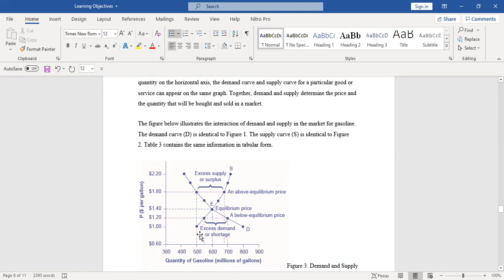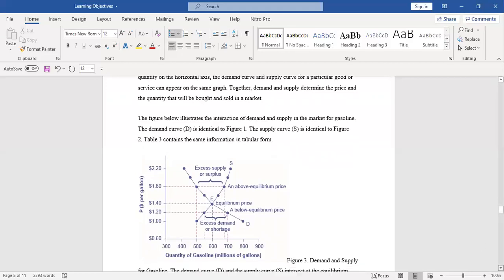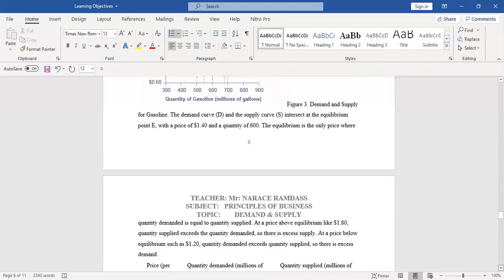So what you have there is excess demand or a shortage. It means the amount people want to buy is not equal to the amount producers are willing to sell, right? Producers are willing to supply a lot less. So that results in a shortage in the market.